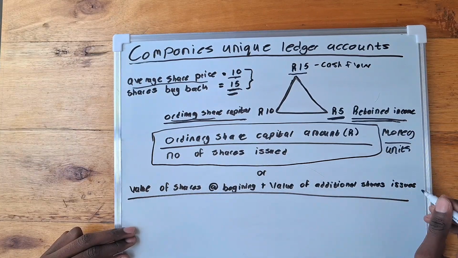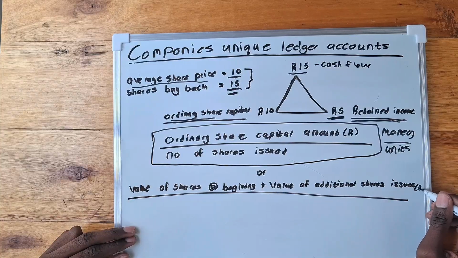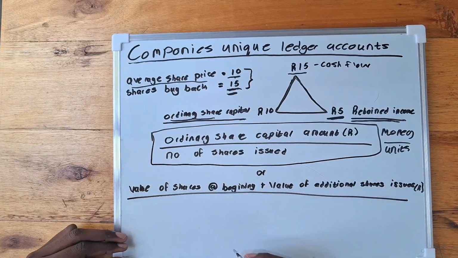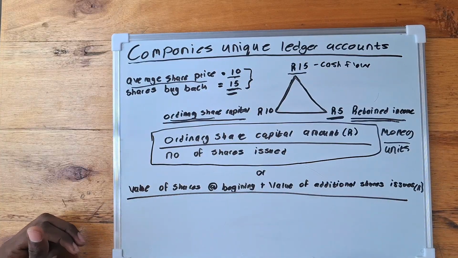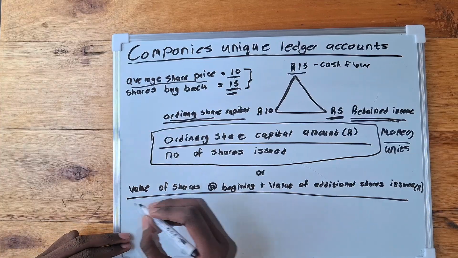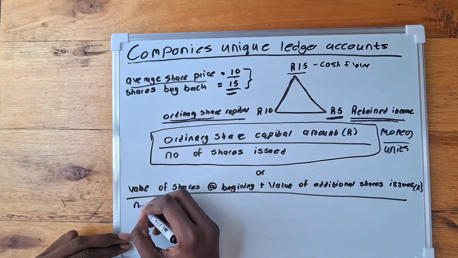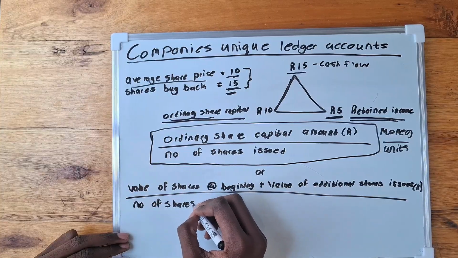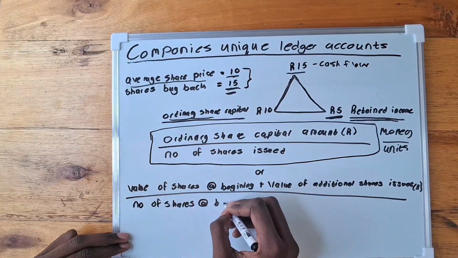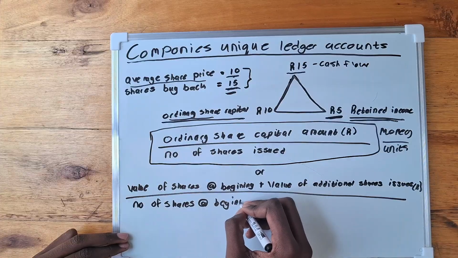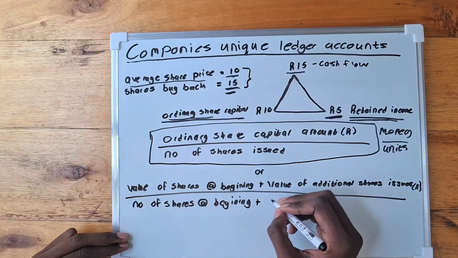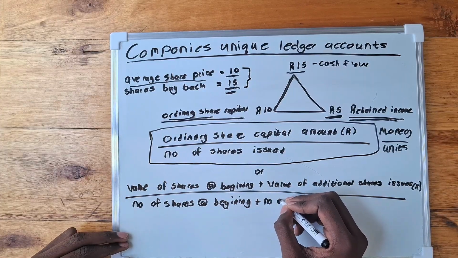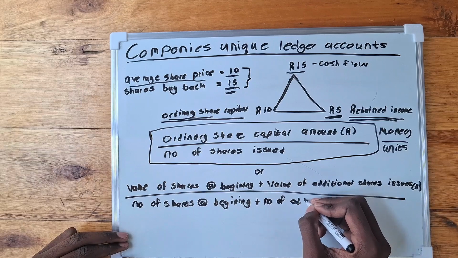So similarly, it's the same thing here. So here it is money, right? Then under here will just simply be the value of the shares, I mean to say, number of shares at the beginning plus the number of additional shares issued.